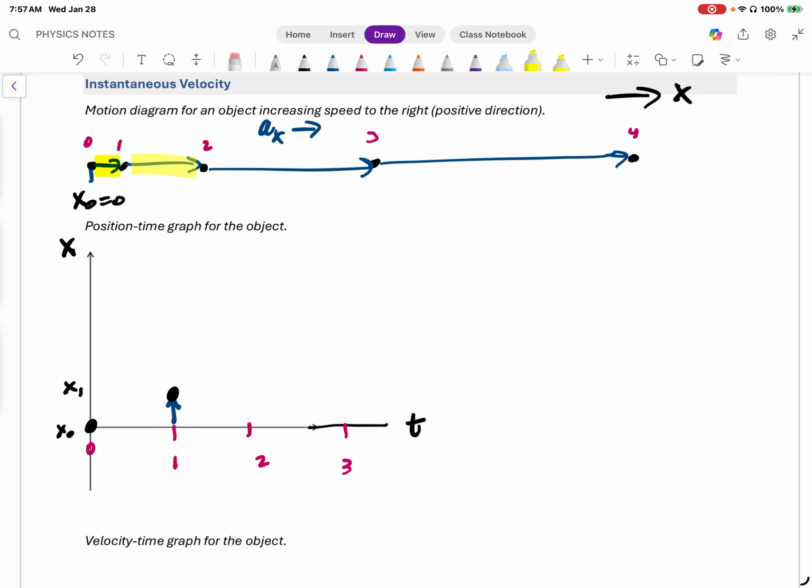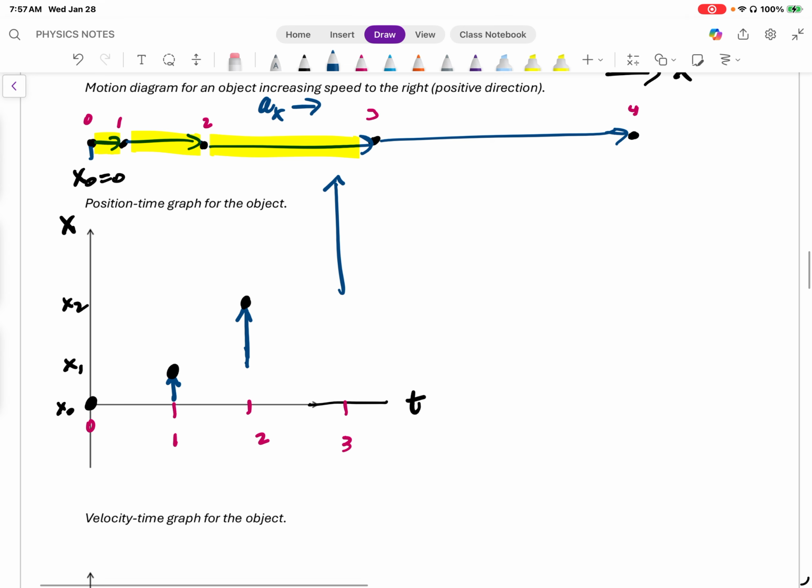Then I want to get to x2, so time equals 2. Since our object was speeding up, we're going to have a greater displacement, a greater velocity vector in our motion diagram, and that's going to manifest the same way on this graph. So my displacement is going to be a little bit bigger, and my x2 point is going to be maybe up here. Then from 2 to 3, again we're going to have a bigger displacement, since our velocity vector is bigger. So we might have something kind of like this here.